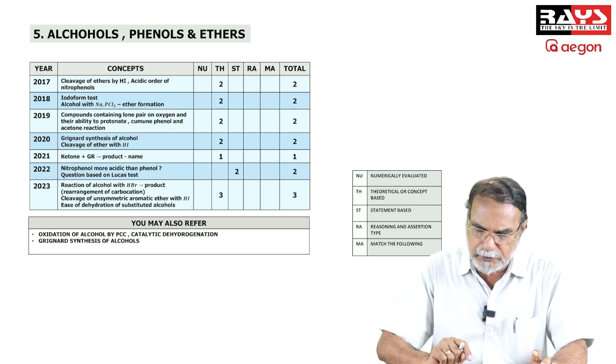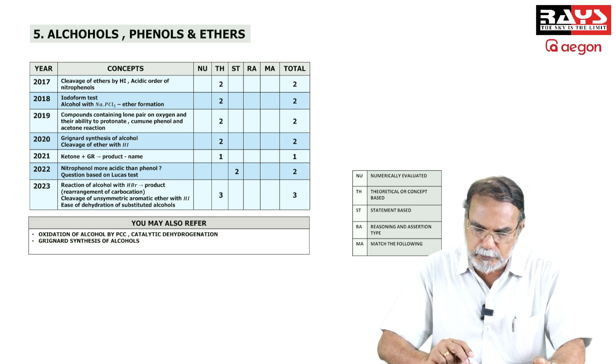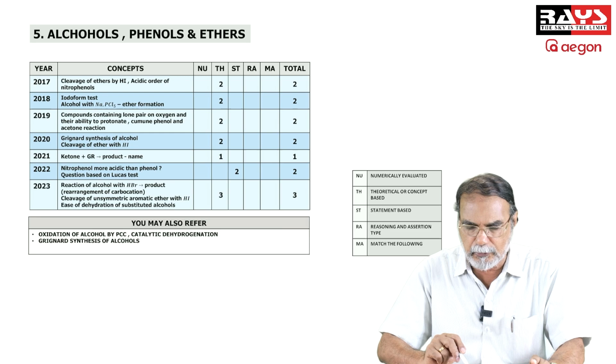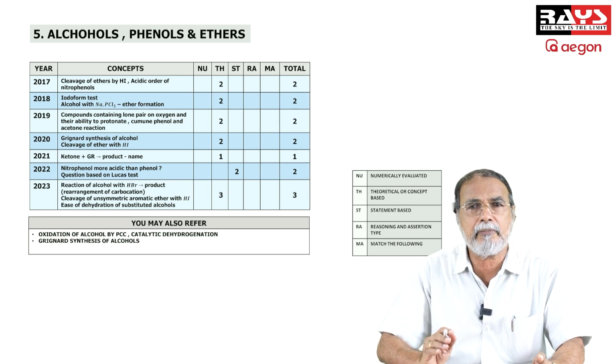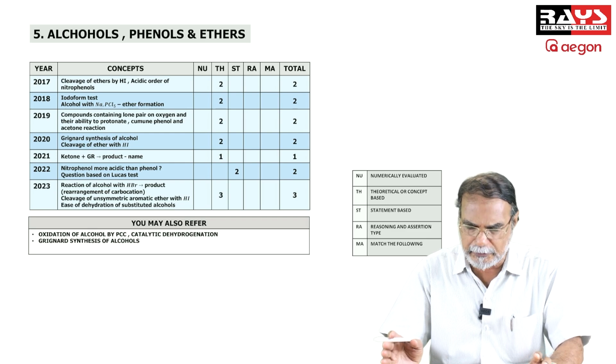And then there was a question on the cleavage of unsymmetric aromatic ether with HI. So remember, this particular question was asked in 2017, it was asked in 2020, it was asked in 2023 also. So very important, cleavage of ethers by hydroiodic acid. You study as many examples as possible, you are likely to get a question on that.